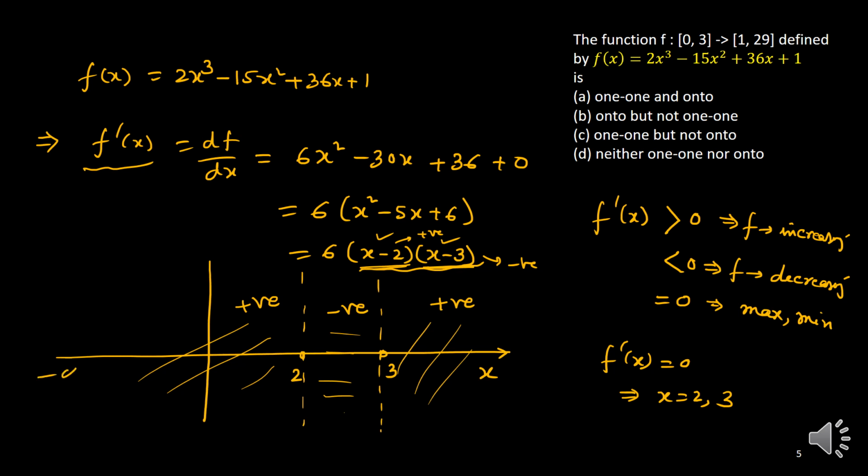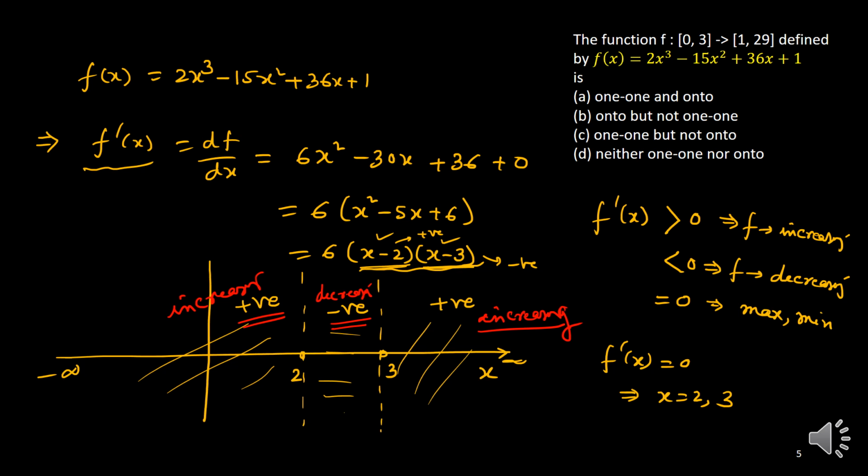One is from minus infinity to 2, where the derivative is positive. From 2 to 3 the derivative is negative. From 3 to infinity the derivative is again positive. So in the first range the function is increasing because the derivative is positive. Here it is decreasing, because it is negative. Here again it is increasing. So we understand when the function will increase and when it will decrease.